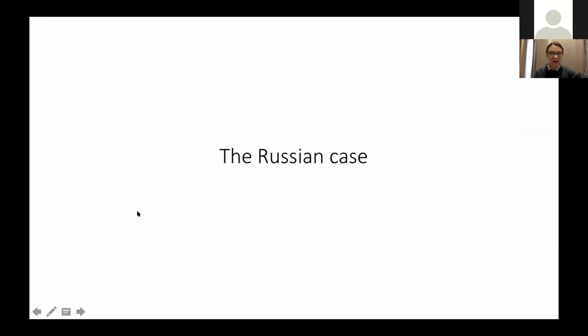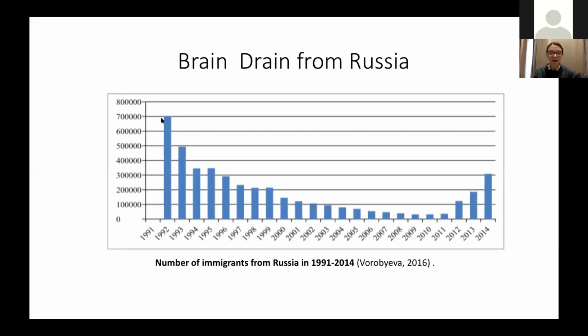So I will speak now a little bit about the Russian case. Brain drain from Russia during the Soviet Union collapse was one of the key problems of the industry and of the academia. However, it significantly decreased during 2001-2010, and it slightly started increasing again after 2012.